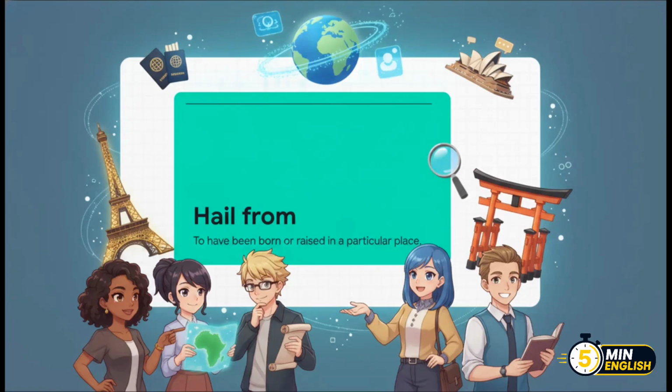Let's actually isolate that key power phrase for a second. To hail from somewhere literally means to have been born or raised in a particular place. When you use this phrase, you instantly sound so much more distinguished. It actually has this slightly formal, almost literary quality to it that makes the person listening to you lean in just a little bit closer. It shows you've got a command of the language that goes way beyond just everyday survival English.